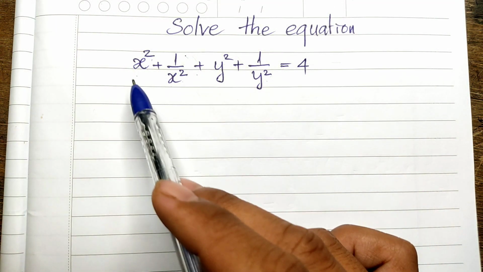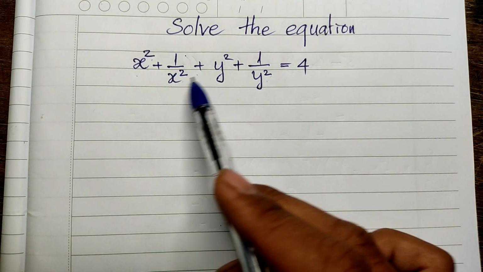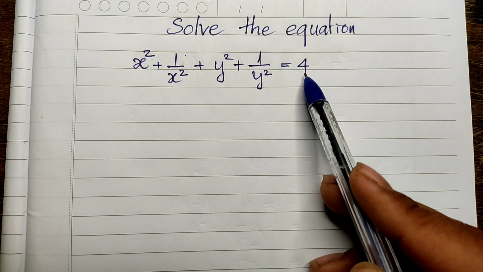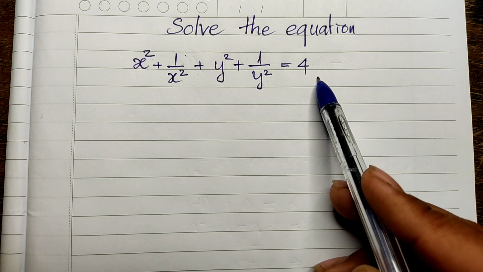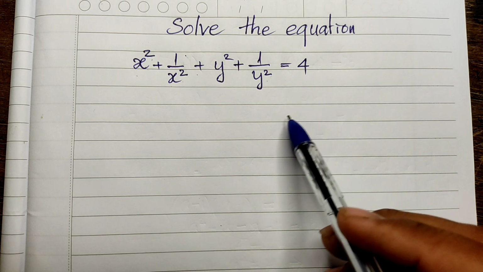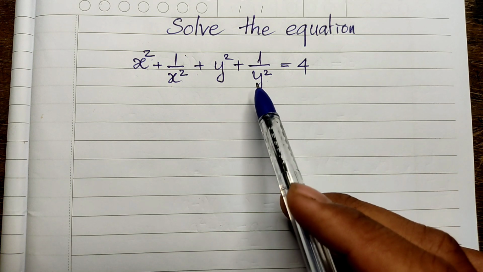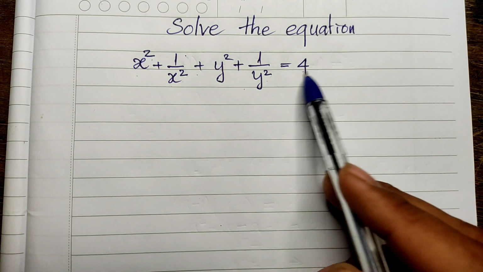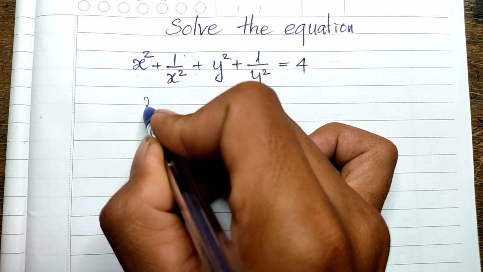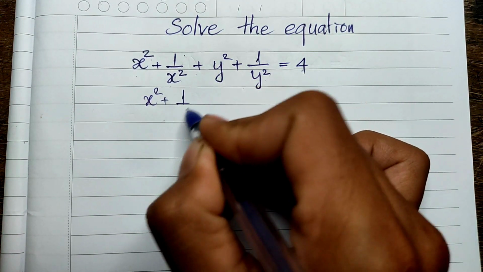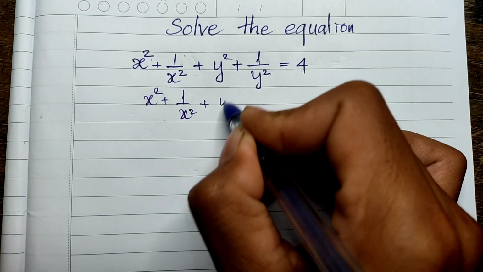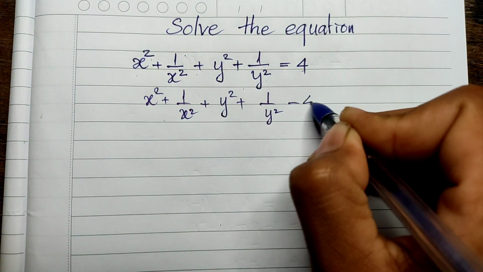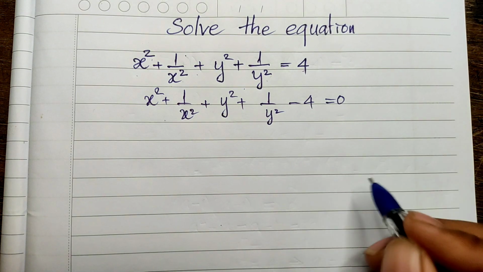The equation has x squared plus 1 divided by x squared, plus y squared plus 1 divided by y squared, equals 4. You should use this tree to solve it. I only change 4 from the right side to the left-hand side. Then I can write x squared plus 1 divided by x squared, plus y squared plus 1 divided by y squared, minus 4 equals 0.